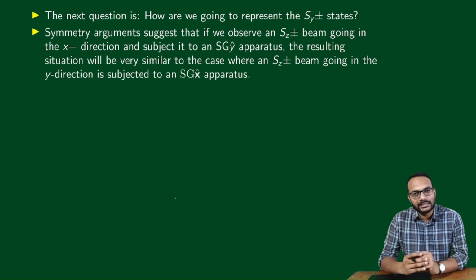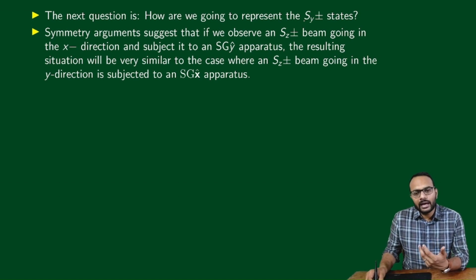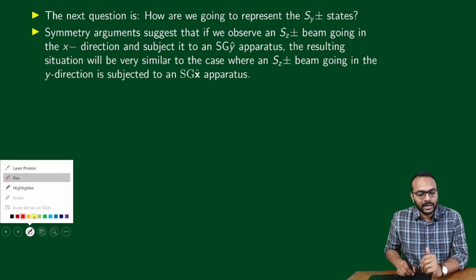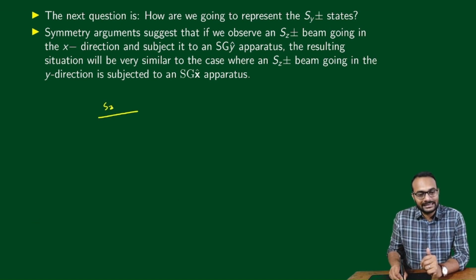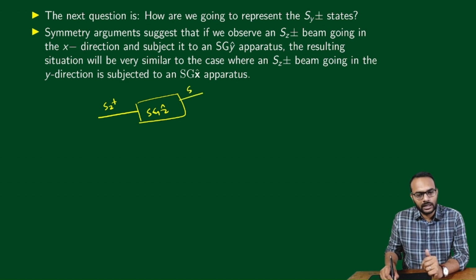So all the arguments that we had before should also be applicable in the case of Sy plus and minus states. For example, if we have an Sz plus beam and we subject it to an SG z hat apparatus, we see that there is only one output. There is only an Sz plus output. There is no Sz minus output.